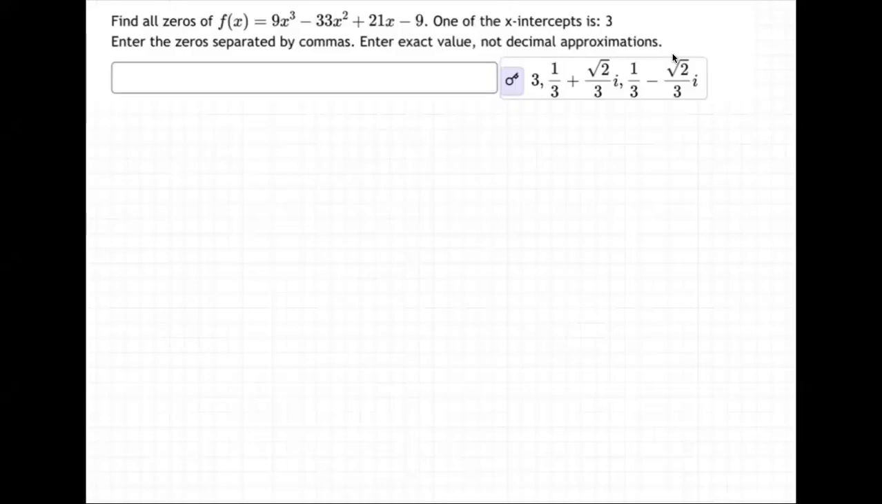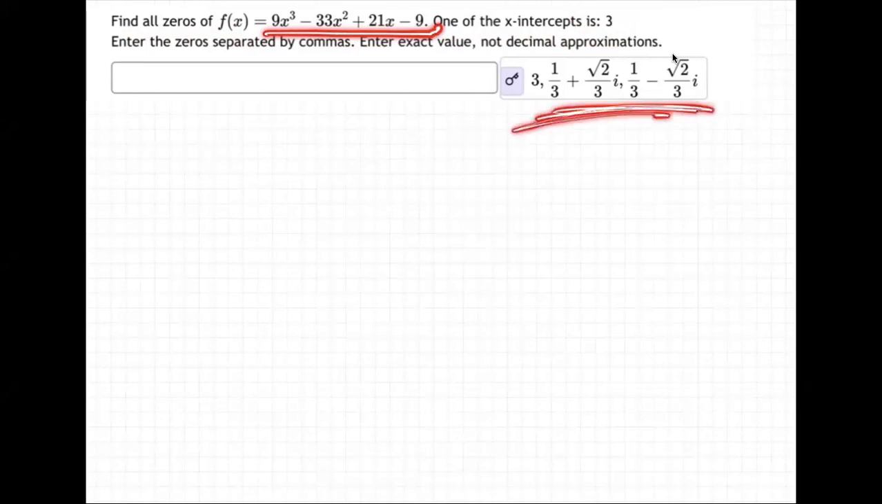Welcome to an example in which we're being asked to find all the zeros of this function right here. And they're telling us that one of the x-intercepts is 3. X-intercept is the same as zero. Those are synonymous words. So in other words, what they're saying is take this function, find all the x-intercepts, or find all the zeros, same thing. Find all the places that function hits 0.